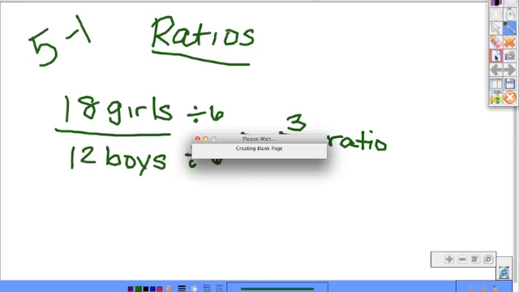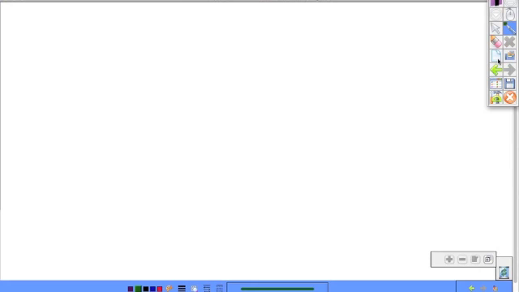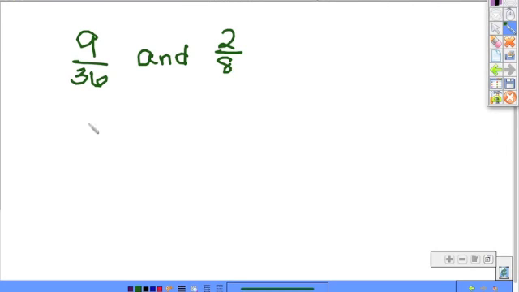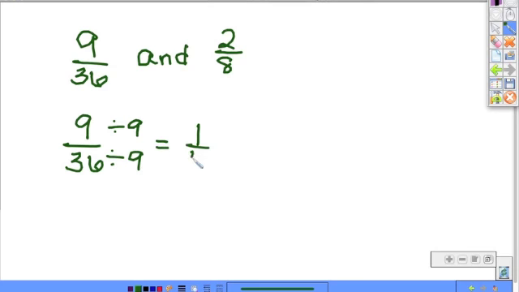Let's try another one. All right, let's try one where we have equivalent fractions. Are they the same? So we have 9/36 and 2/8. Okay, so now you need to look at these two and go ahead and put them into simplest form. So I'm going to put 9/36. Now I know that 9 can go into both of these, so I'm going to divide each by 9, and I wind up getting 1/4.